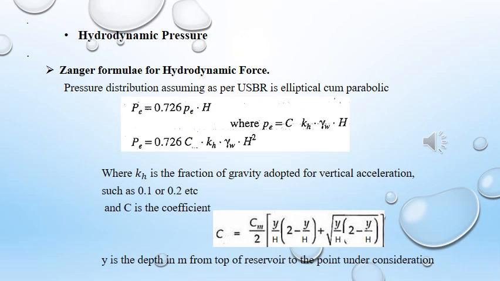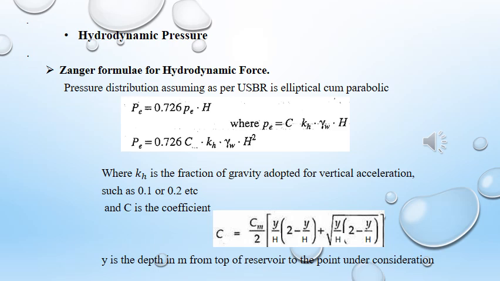The hydrodynamic pressure force. Theoretical calculation indicates that the distribution of hydrodynamic pressure due to an earthquake on the upstream face of the dam is nearly parabolic. But according to the USBR, recommendations may be used to evaluate the pressure intensity due to the earthquake, assuming elliptical cum parabolic distribution of pressure.